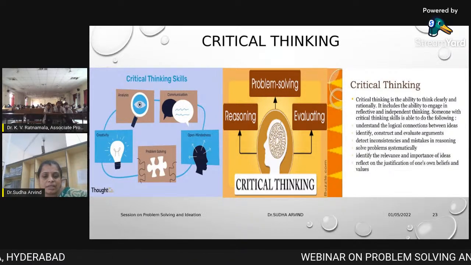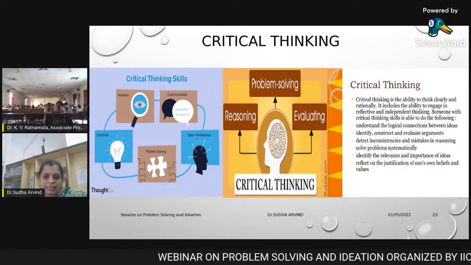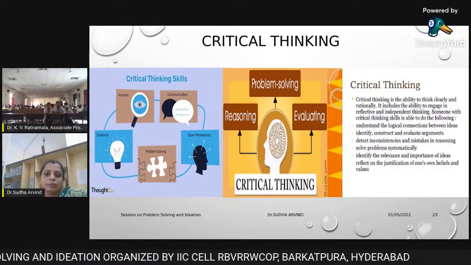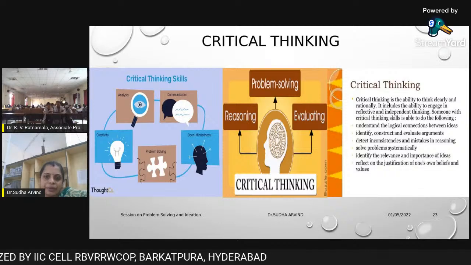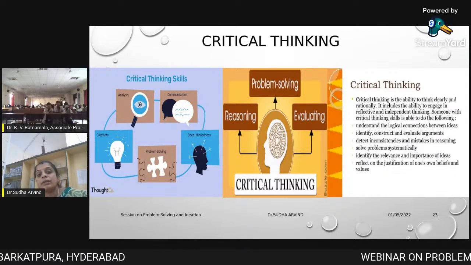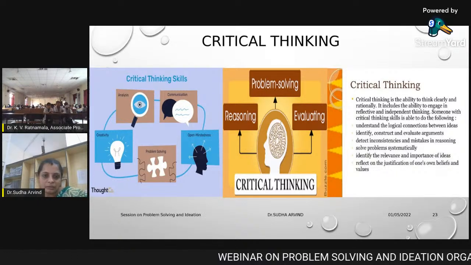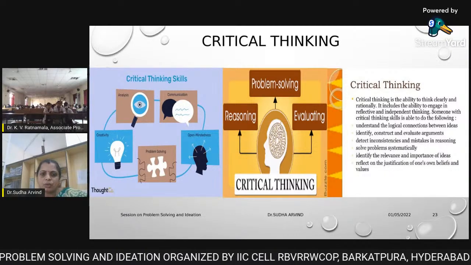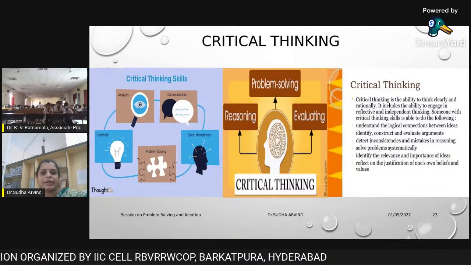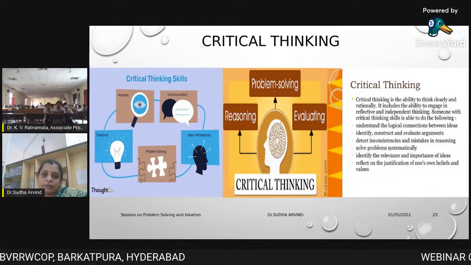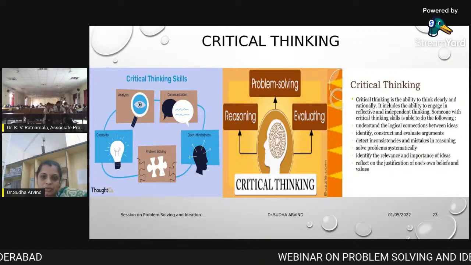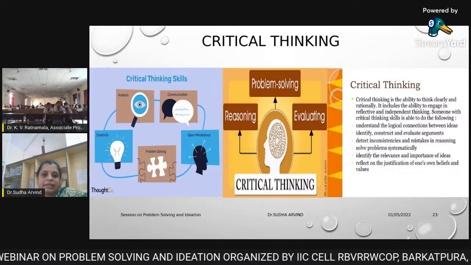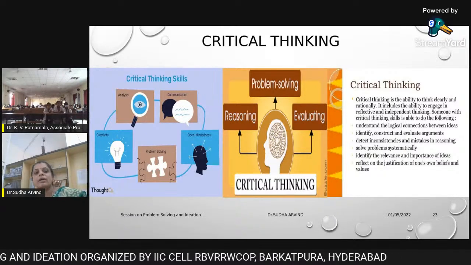As we approach design thinking step by step, in stages, critical thinking includes engaging in reflective and independent thinking. It depends on logic, on whether something is needed or not. You have to identify what the situation is exactly demanding, and accordingly we have to move. So it means understanding the logical connections between identifying, constructing and evaluating. This is a very brief idea about critical thinking.